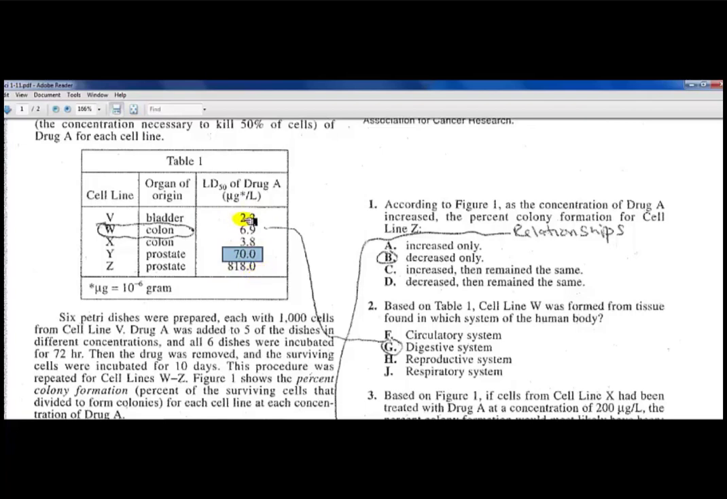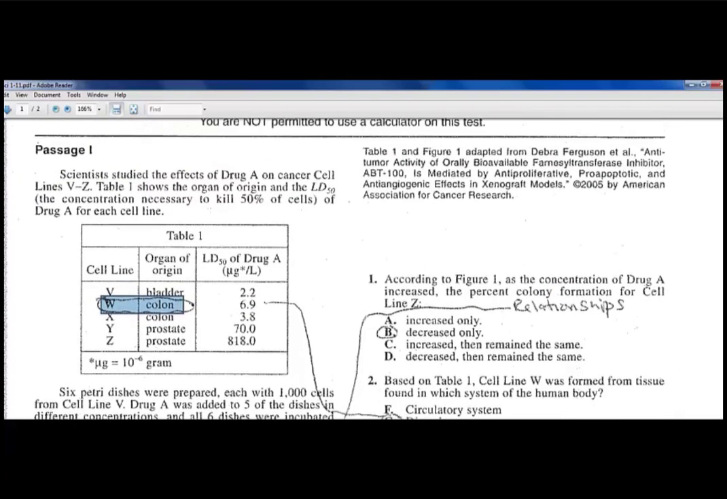Well, 6.9 is close to 7. 7 times 10 is 70, so that means the correct answer is going to be W. How did we know that that was going to be the 50%?